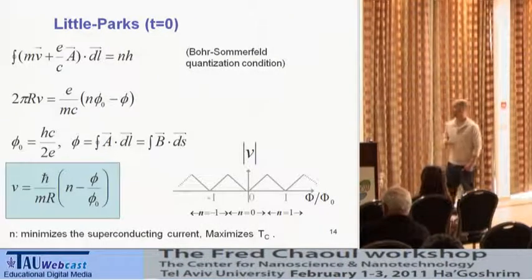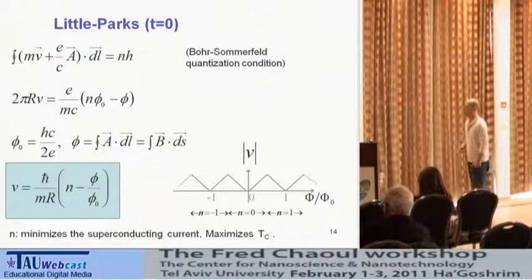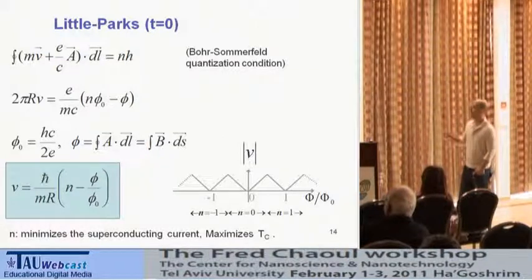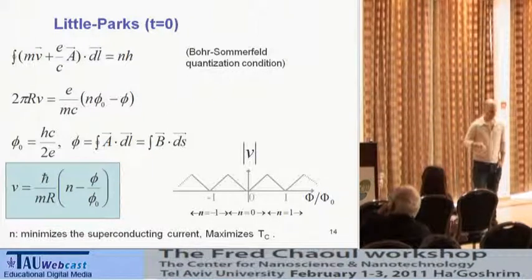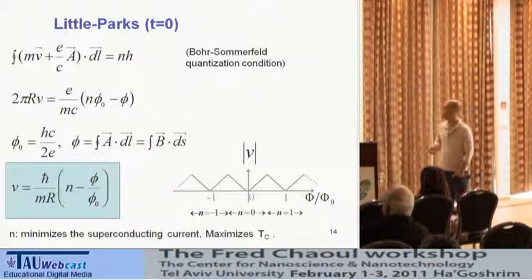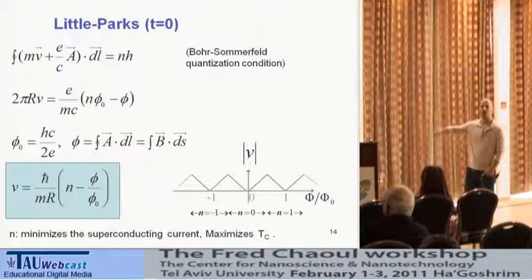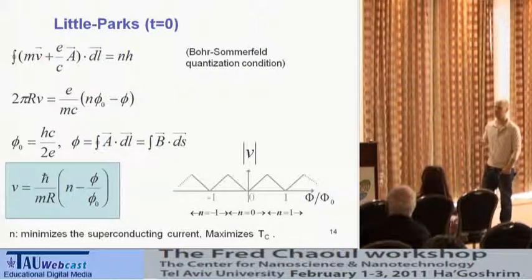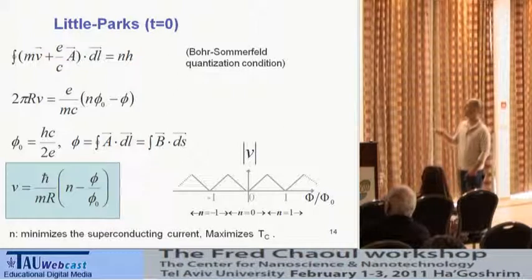So we'll go into the introduction, and I'll try to do it short and friendly. I'm starting here with the Bohr-Sommerfeld quantization rule. If you want, this is the starting point of quantum mechanics. And what we need to do in this quantization rule is to do a path integral along the cylinder. V is a velocity, m and e are the mass and charge, c is the speed of light, A is the vector potential, n is a quantum number, and h is Planck's constant.